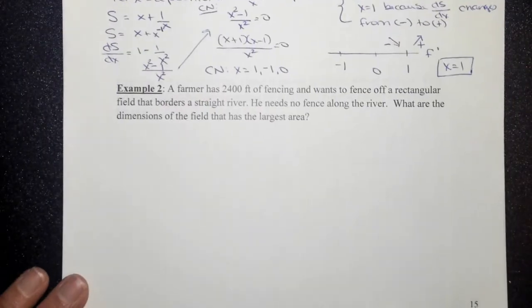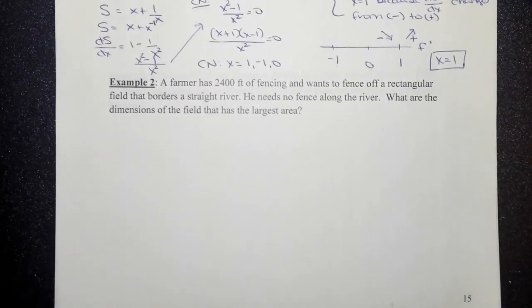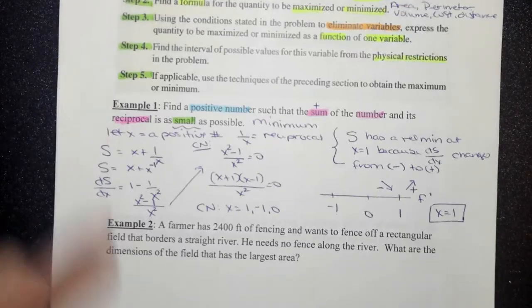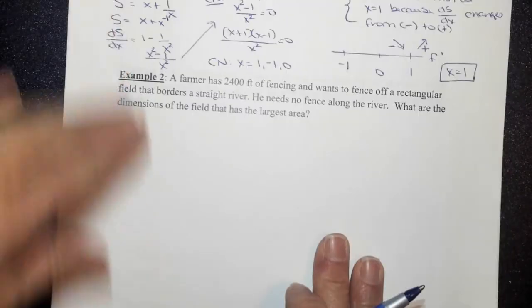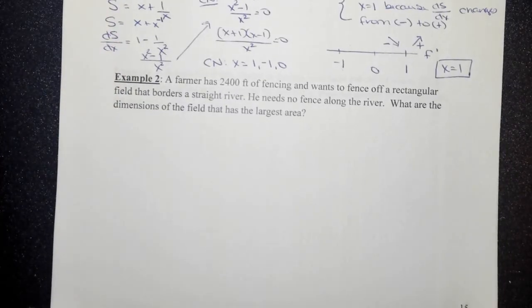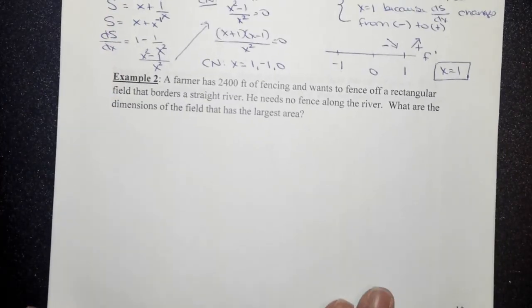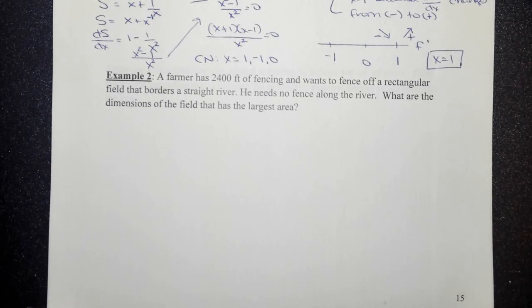Moving on to this second problem here, we have a series of pieces of information that we're going to need to use, and this actually goes back up to these steps here, which is more applicable than the first problem. So we have a farmer that has 2,400 feet of fencing and wants to fence off a rectangular field that borders a straight river. Now I know a river is never straight, but we're just going to take them at their word. He needs no fence along the river.